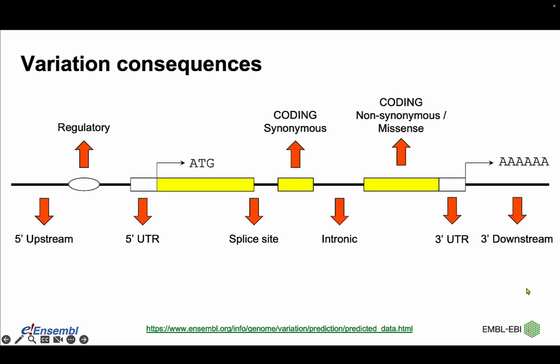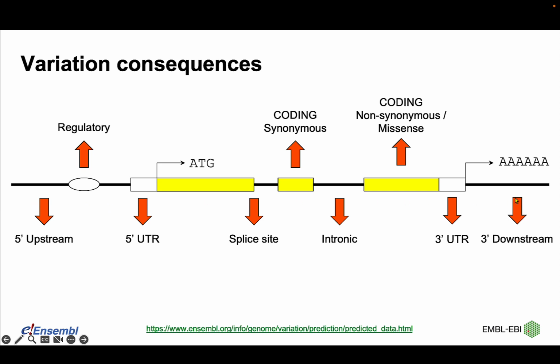So I mentioned in the Ensembl variation data process that in the last step, we apply our own analyses to the variants. What we do in this step is we predict the consequence of the variants that we've imported. So we take each variant and we plot them along the genome, and we predict the functional consequence of the variant depending on where the variant falls within a gene.